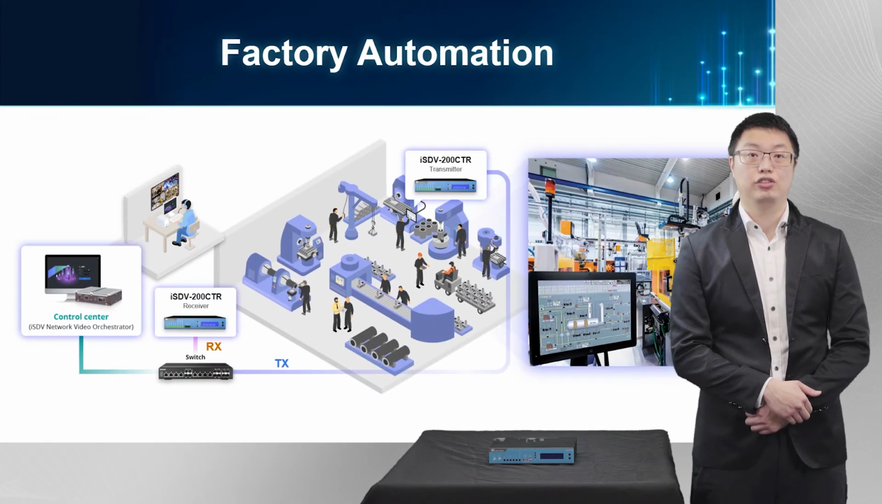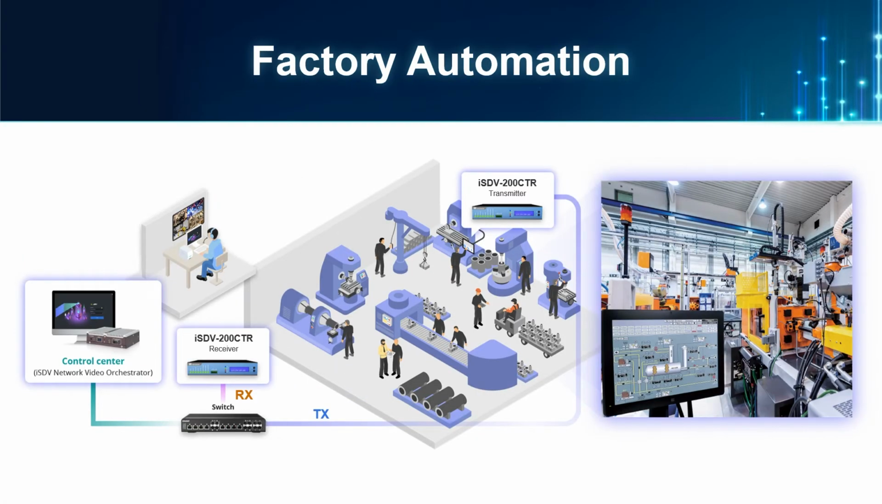The last application is factory automation. Staff in the control center can obtain the real-time state of each machine and monitor them to ensure that all machines are working well. ISDV provides a low latency image solution to help users build their own smart monitor system in the factory. And warnings can be issued immediately when a machine goes wrong.